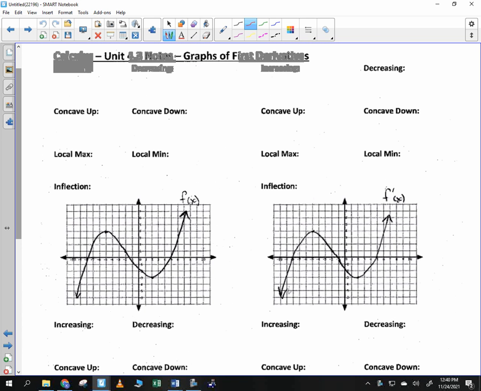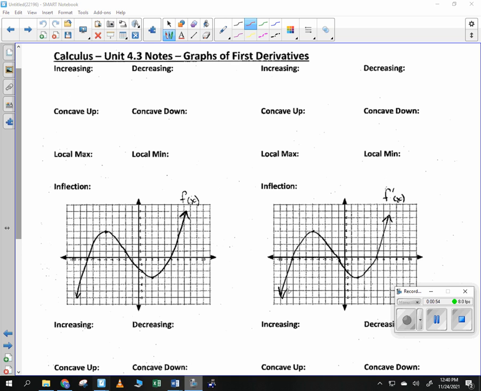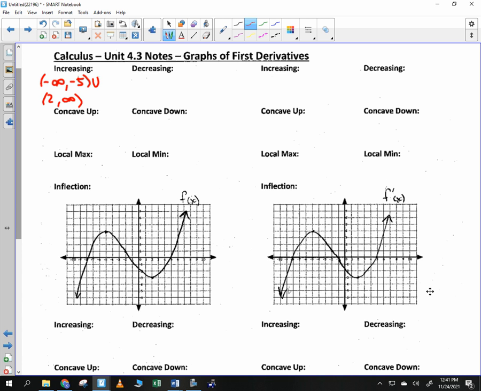As I look at this f of x, I want to know where it's increasing. Talk for 20 seconds with your partner and see if you can think about where f of x is increasing. Talk. Go. Okay, so I'm going to tell you right now, it's increasing from negative infinity to negative 5, union with 2 to infinity.